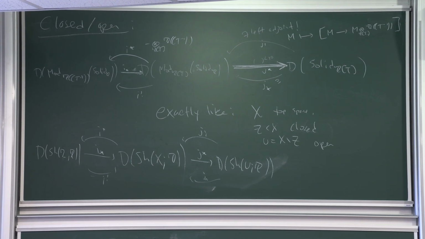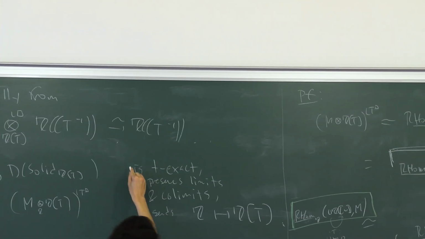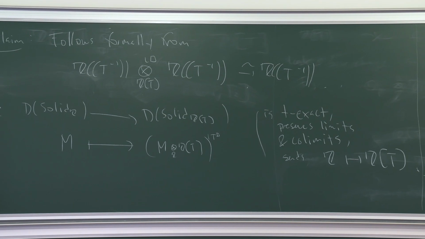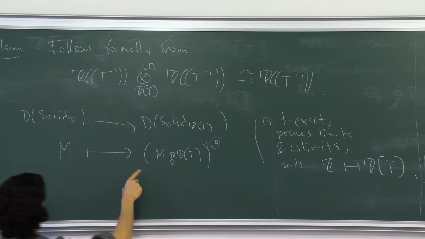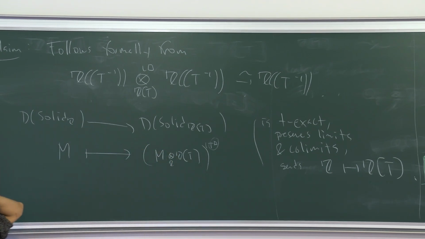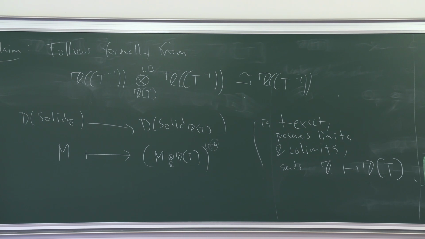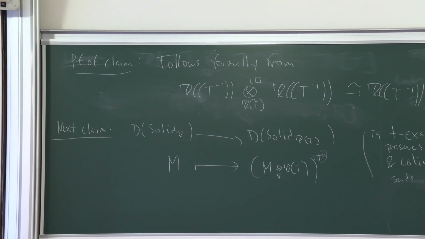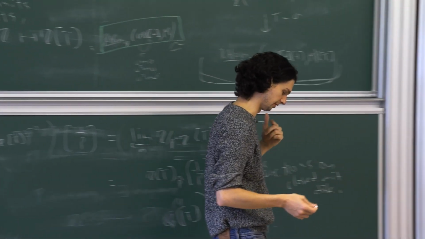There's another thing I remembered in the break that I forgot to mention. I said that this is T-exact and preserves limits and colimits, but I want to caution you that this T solidification from solid ZT is not T-exact, but it's only off by 1. I said it was given by R-Hamming from this object, which has a 2-term compact resolution. So it's only off by 1 from being T-exact.